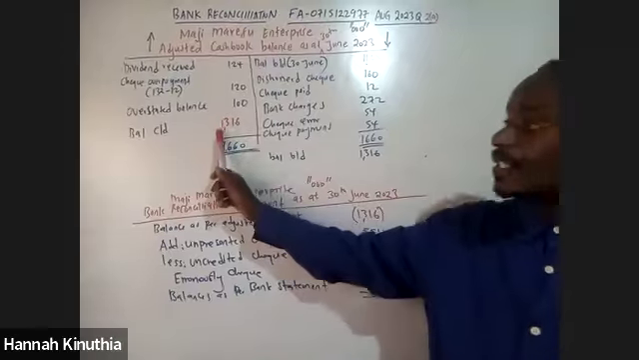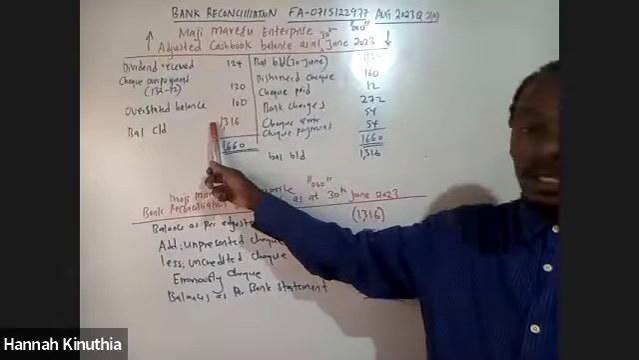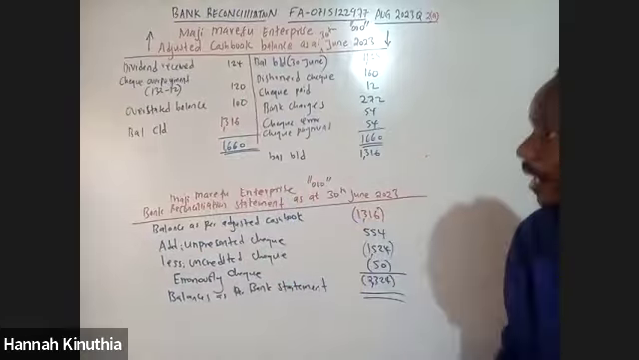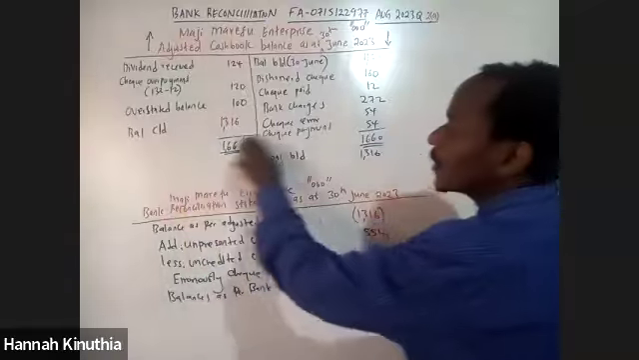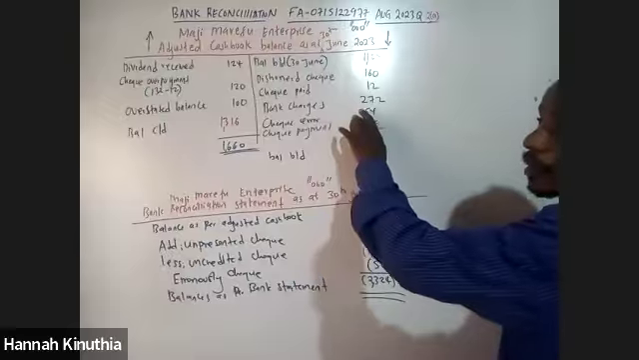And therefore this means the balance is a negative figure. Kwa sababu the balance at the end iko on the credit side. Inamaanisha the balance is a negative figure. Lakini kama hii balance ingekuwa on the debit side, ingemaanisha the balance is a positive figure.